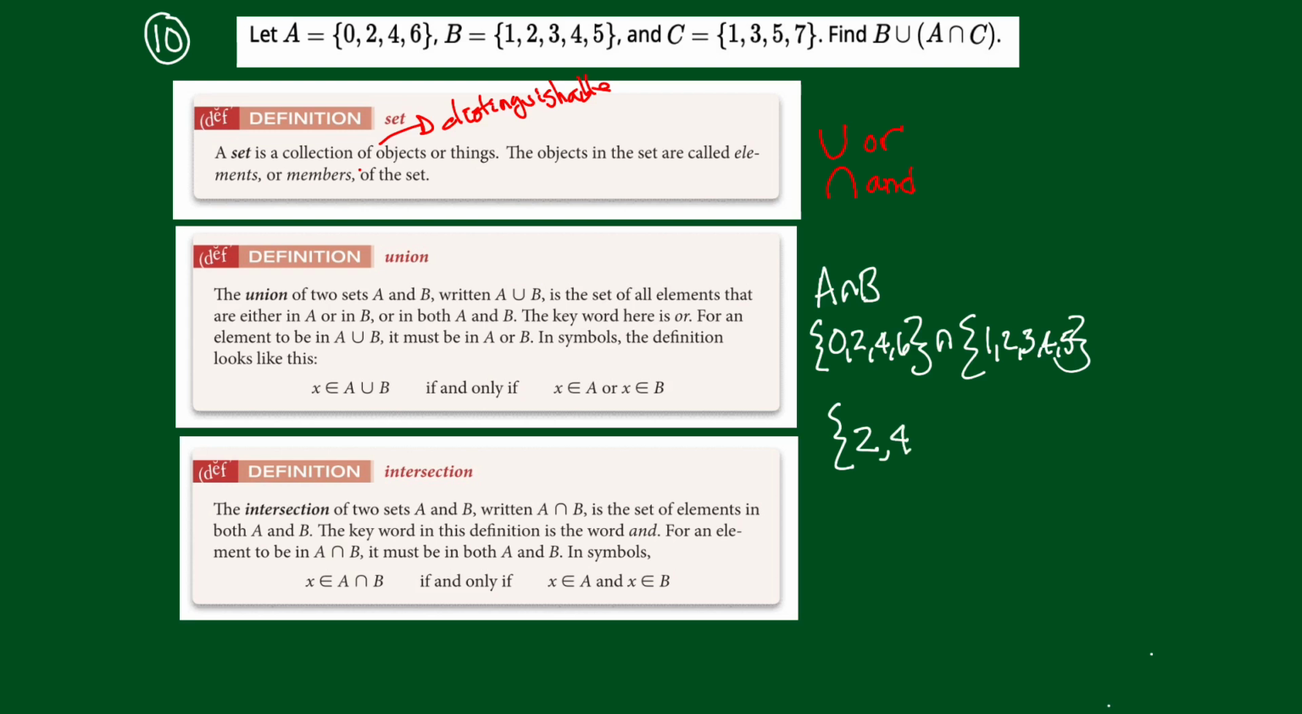And what about 5? No, 5 is not in A. It's in B, but not in A. It's not in both. And what about 6? 6 is in A, but not B. All right, so that's our intersection.